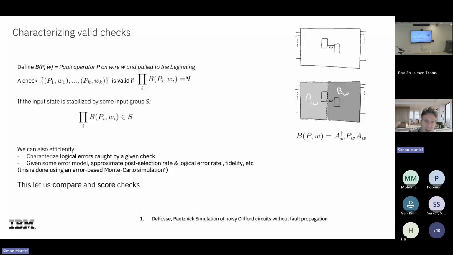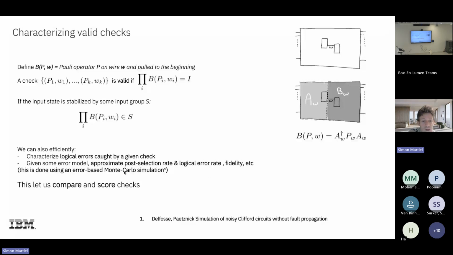And I can even relax this constraint if I have access to some stabilizer at the beginning of the circuit. I can relax this constraint to actually having the product of the backpropagators belong to some stabilizer group, which lets me find better checks in some cases. And we can also do cool things like characterize exactly what are the logical errors that will be caught by a given check using something that we call the back cumulant of the check.